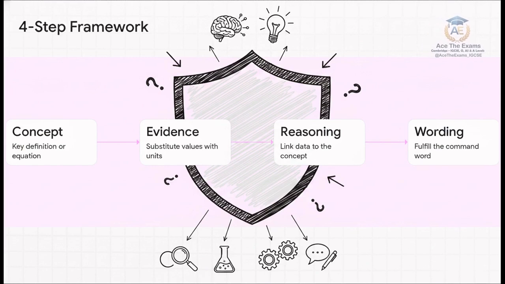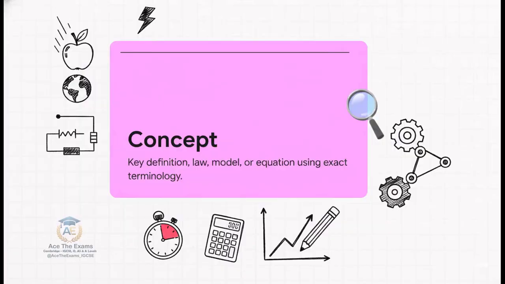Concept, evidence, reasoning, and wording. Whenever you face an explain, describe, calculate, or evaluate question, you do not just start writing down whatever pops into your head. You systematically run through these 4 steps. Let's break them down. Step 1 is the concept. You need to instantly deploy the correct physics terminology.